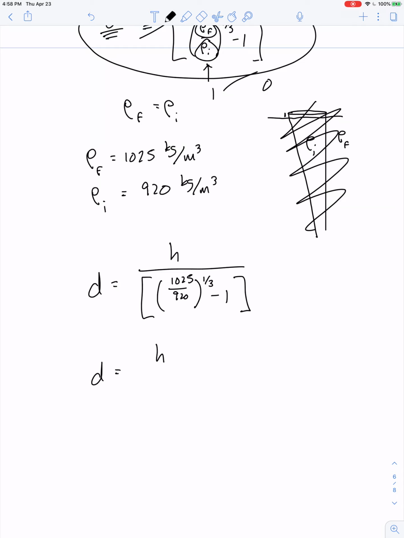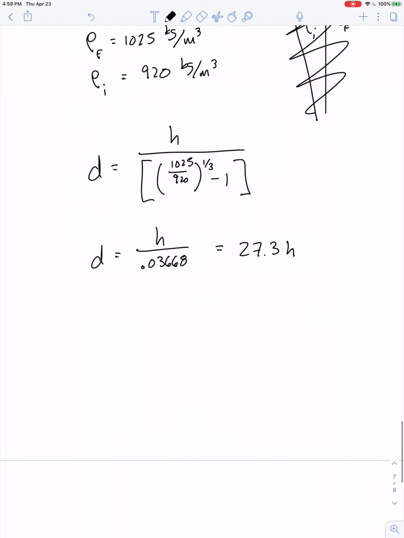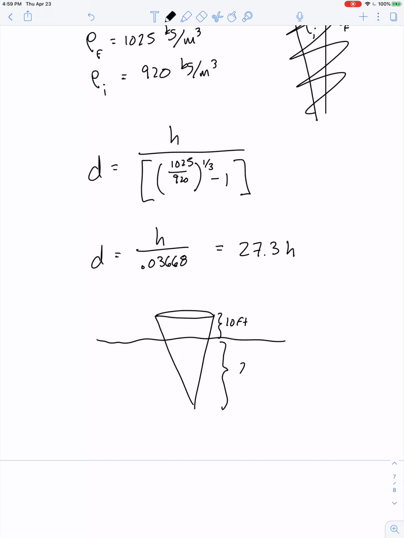So I get D is equal to H divided by 0.03668 approximately, which is another way of saying about 27.3 times H. So what if you were in the ocean and you saw an iceberg, assuming it's in a conical shape, and you notice that 10 feet stick out above the water? That means there's 273 feet below the water.